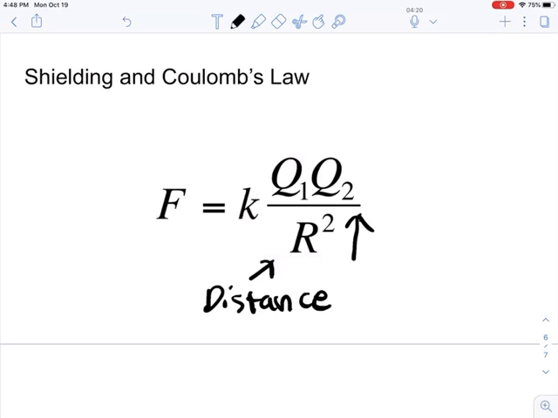And when that happens, our force of attraction will go down, because the relationship between distance and force of attraction, according to Coulomb's law, is inverse. So again, the more shielding you have, the greater the distance those outer electrons are from the nucleus, and therefore the lower the force of attraction between the nucleus and those outer electrons.